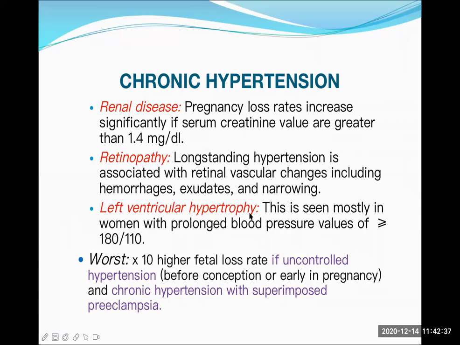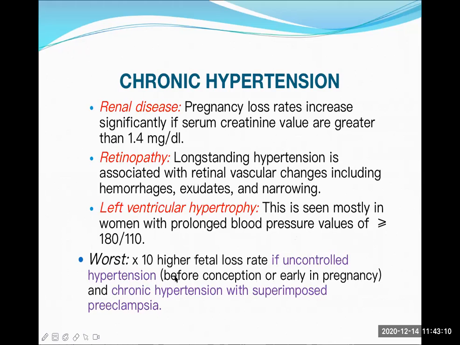Now, what about the heart? There is left ventricular hypertrophy in the heart. You all know, you are studying this from the pathology lecture. Because of prolonged hypertension, the left ventricle is hypertrophied. This is known as pressure hypertrophy of the left ventricle, and this is seen mostly in women with prolonged blood pressure values of more than or equal to 110 over 100 and 180 over 110. 180 means systolic, 110 is diastolic. So this is the point.